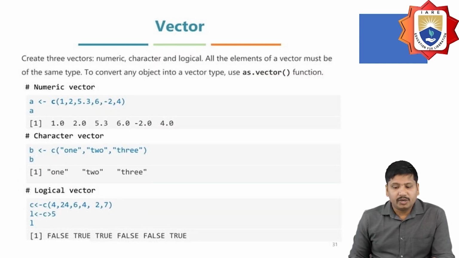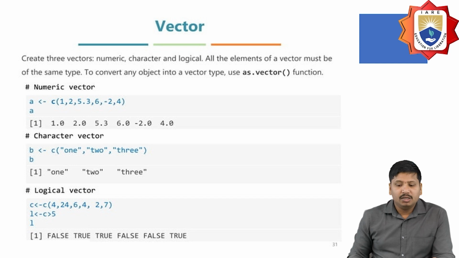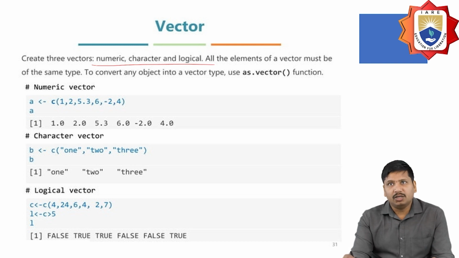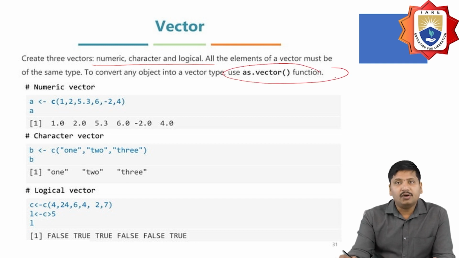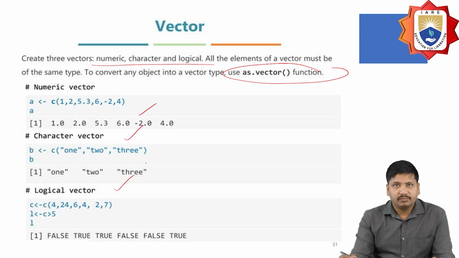And vector, there are three types of vectors: numeric, character, and logical. All the elements of a vector should be of the same type. For conversion, I have to make use of the as.vector function. So there is a numeric vector, a character vector, and a logical vector.